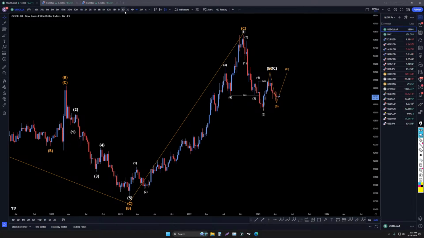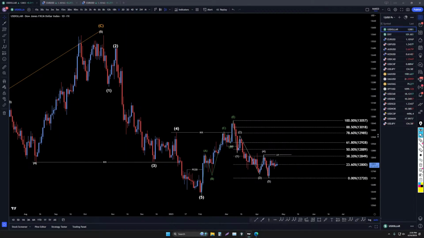Now let's take it down to the daily time frame. On the daily time frame, like I was just showing you on the weekly, there's definitely a possibility this is like a 1, 2, 3, 4, 5 of A. This move down is a B, and then it goes back up and makes a wave C. That would be a completely normal looking pattern if that is what it ends up doing.